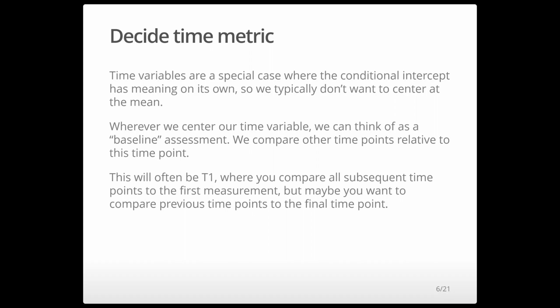So skipping the ICCs part, now we have to decide the time metric. And time variables are somewhat unique in that they make the conditional intercept meaningful on its own. So we don't really want to center at the mean of time. That would mean that our conditional intercept represents the exact midpoint in our longitudinal study. We want to center our time point somewhere where we can think of it as being a meaningful baseline. So this is going to be the point where we compare all other time points to this point.